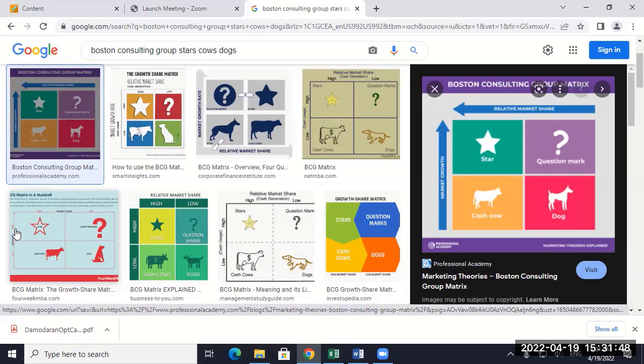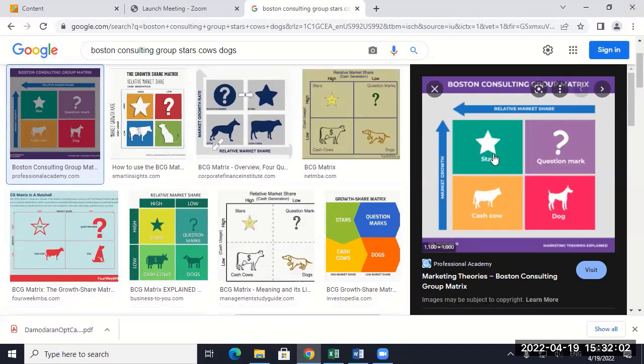Now, I ran into a guy from the Boston Consulting Group at UTSA, and I go, you know this star cow dog question mark, do y'all still do that? He said, no, we threw that away years ago. So not even the group, and that's right there on the title, Boston Consulting Group, not even the Boston Consulting Group believes in this anymore.